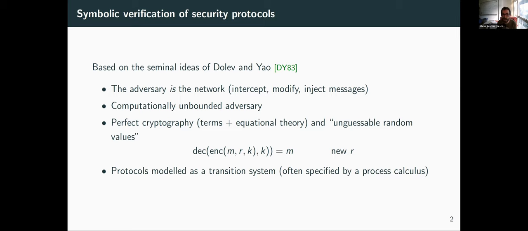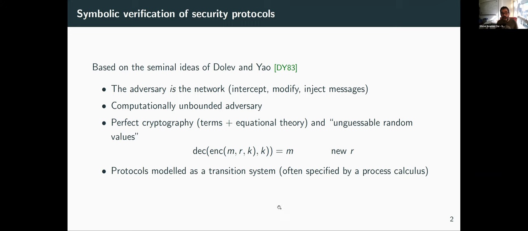This is something that you have all seen, I guess. And the important part is there's no other possible way of decrypting or breaking this encryption. There's no way of performing some cryptanalysis or anything like that, not even with non-negligible probability. This is also related to the fact that we have what I call here unguessable random values, unguessable random numbers. This is modeled using what I've written here as new R. Rather than sampling a random number from a finite domain as is done computationally, here we suppose that we have an infinite set of such random values, and each time we need one, we pick a fresh one. So they are really unguessable and there's no way of breaking this.